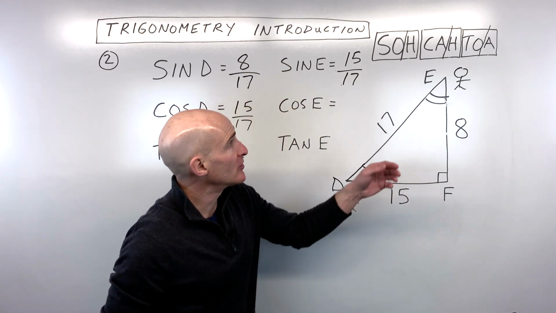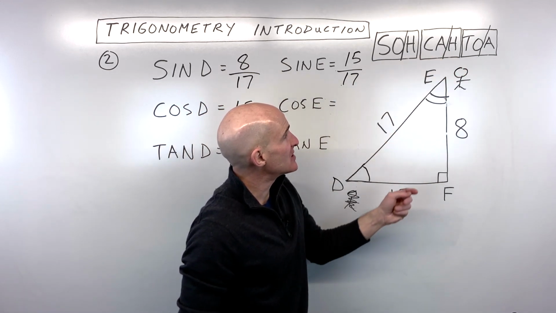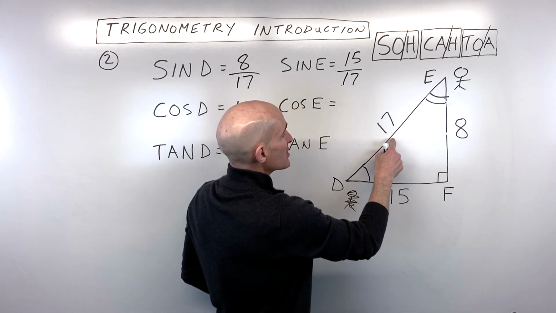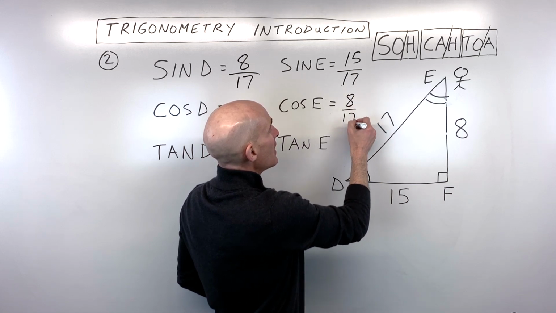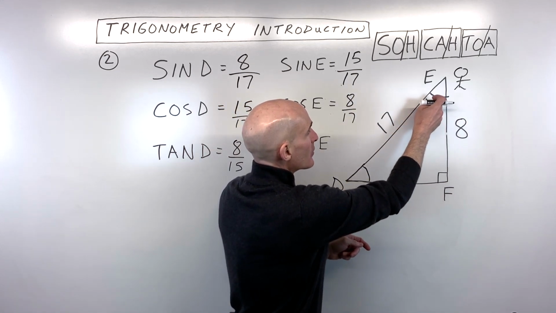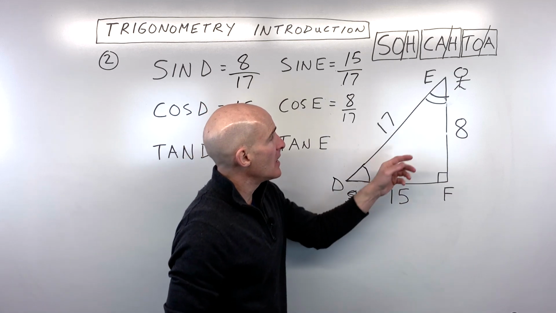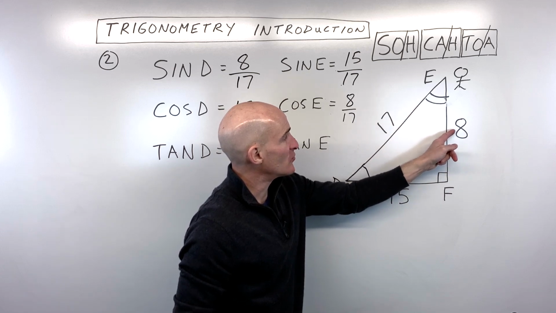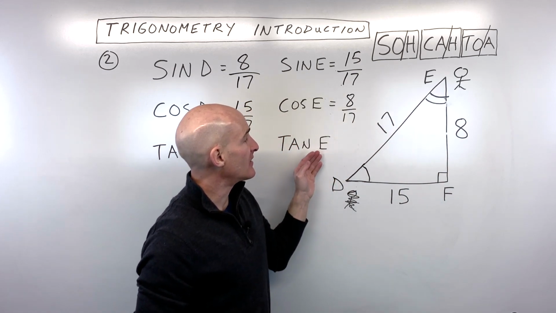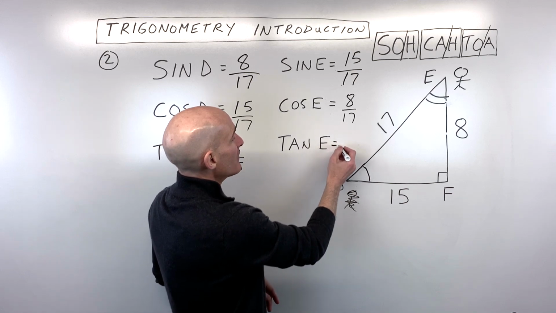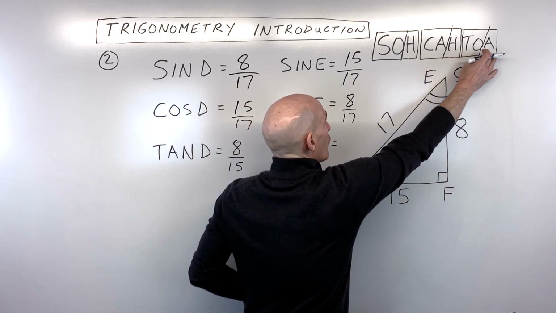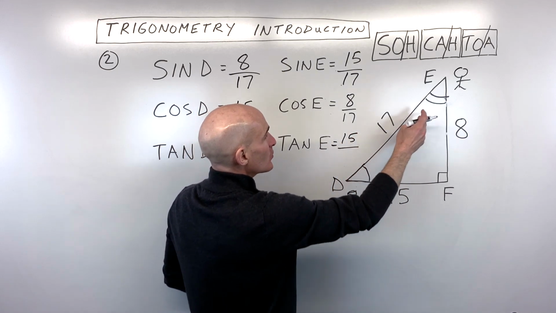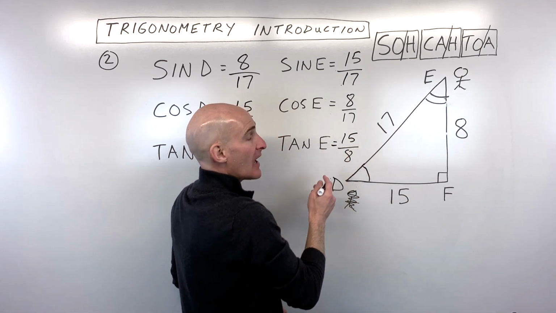The cosine of angle E, we're going to use CAH, which is the adjacent over the hypotenuse. So adjacent means next to over the hypotenuse, which is the one across from the right angle. So that's going to be 8 over 17. Now remember, 17 and 8 are both adjacent or next to angle E, but we want the one that's not the hypotenuse, not the one that's across from the right angle. So adjacent would be 8, hypotenuse would be 17. And then lastly, the tangent of angle E, this is the ratio of the opposite over the adjacent. So opposite would be 15, adjacent would be the one next to, which is 8, and you got it.